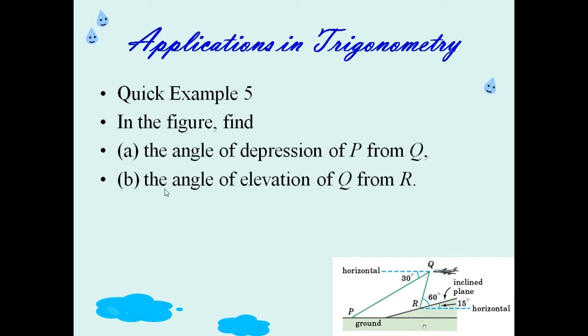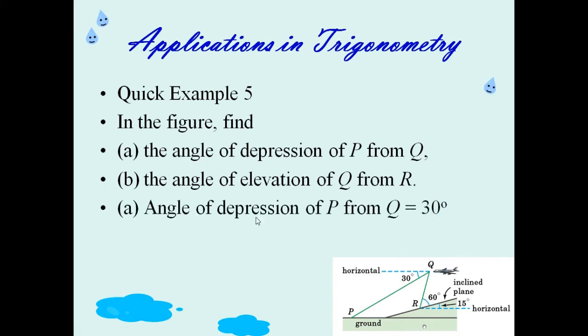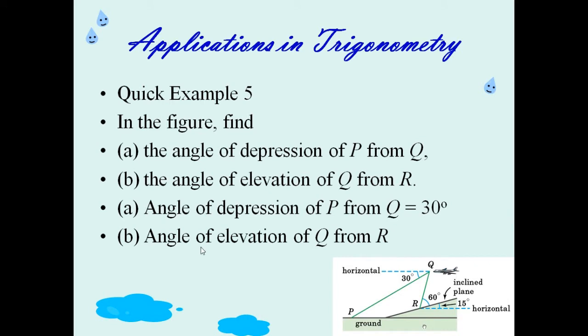But for the second part, the angle of elevation of Q from R. Here from R, that means R is the observer. Now the observer observes the point Q by looking upward. So this is the angle of elevation. But you want to measure the angle between the line of sight and the horizontal. So you may sum up these two angles. So for part A, you directly write down the angle of depression of P from Q is 30 degrees. For part B, you want to find the angle of elevation of Q from R, which is equal to 15 degrees plus 60 degrees, which is equal to 75 degrees.